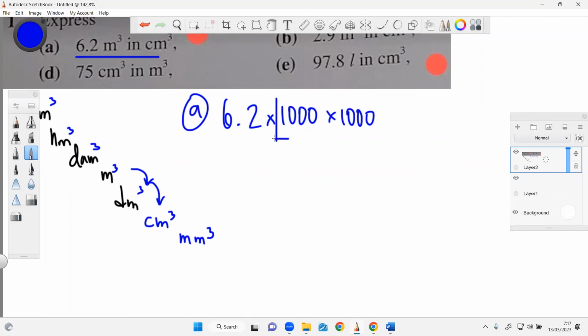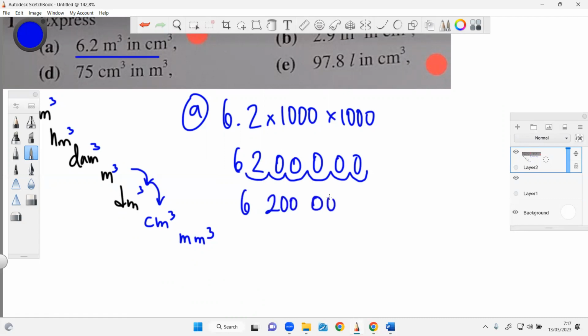If you want to do it the old way: how many zeros, how many decimal places do you have to move to the right? 1, 2, 3, 4, 5, 6. You put this, done. So 6,200,000 cm cube. How about E?